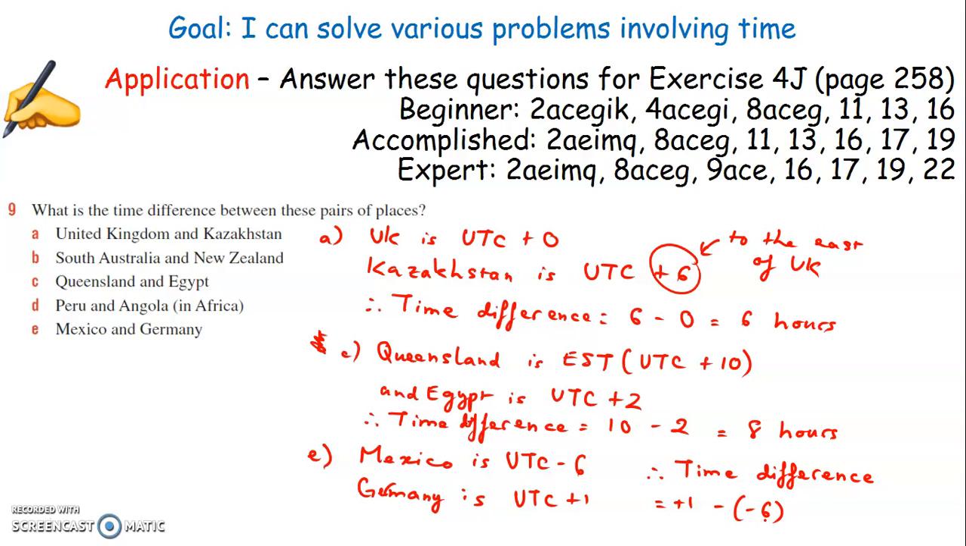minus 6. Now if you remember from term 1, when we have minus a negative number, that's the same as adding a positive number. A negative and a negative make a positive. So 1 plus 6, that's 7 hours. So Mexico and Germany are 7 hours apart. Okay, so I hope this helps you with question 9.